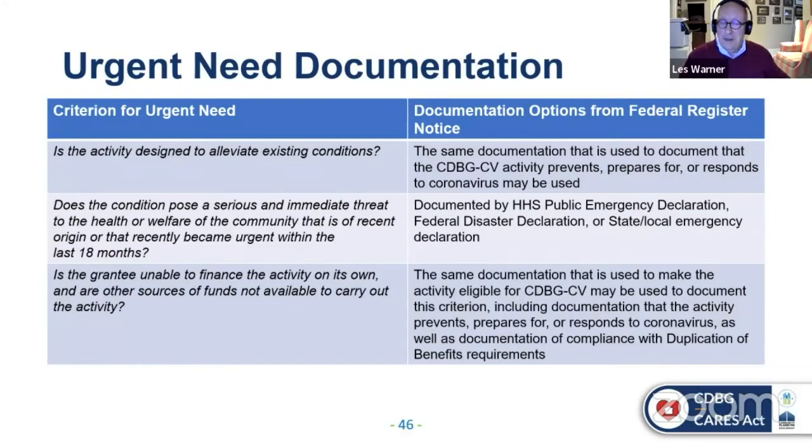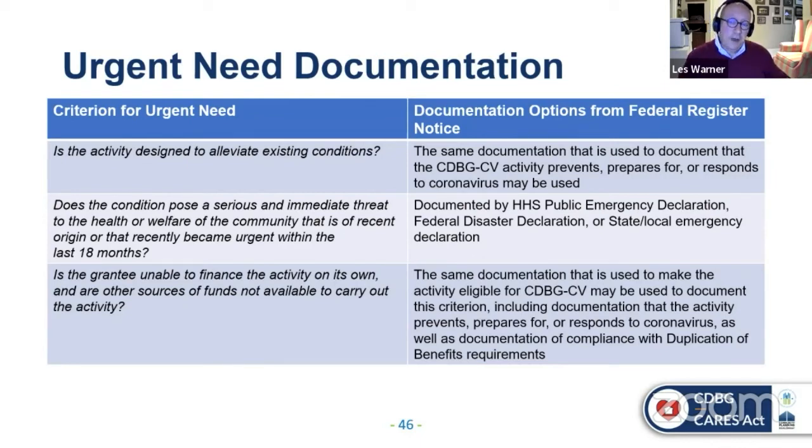We also have slum and blight. And then our third one, which is really the least used normally, is urgent need. Because we have the pandemic, this might be a time when folks will be thinking about using urgent need as the national objective, but a couple of things to keep in mind.